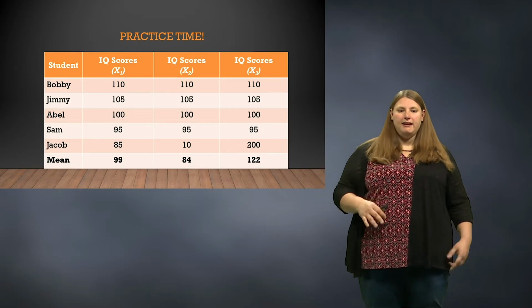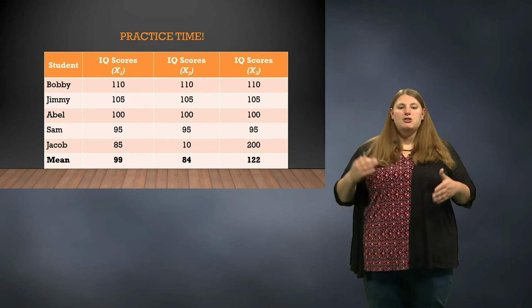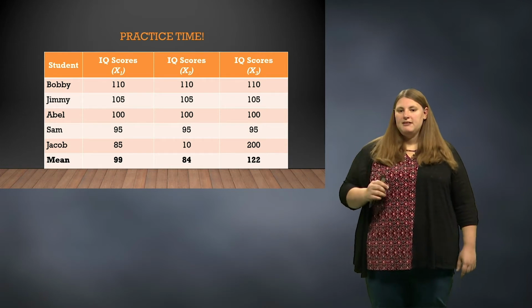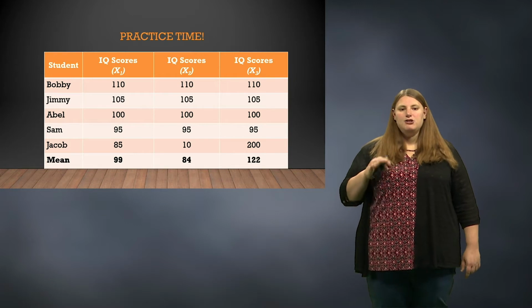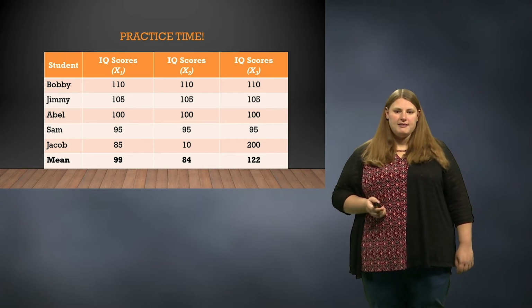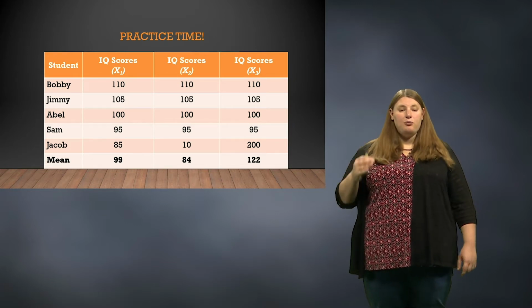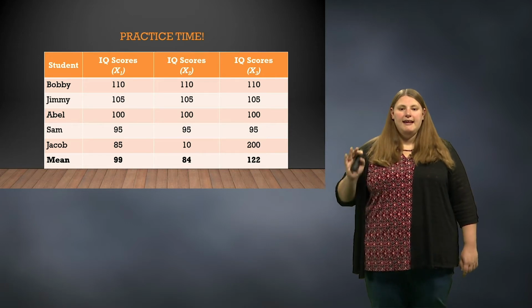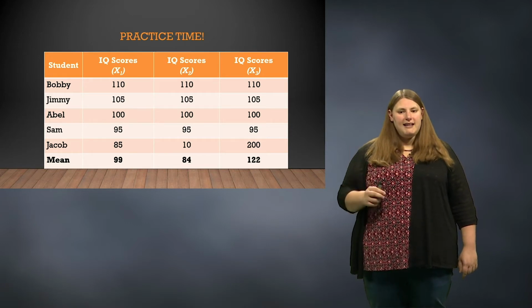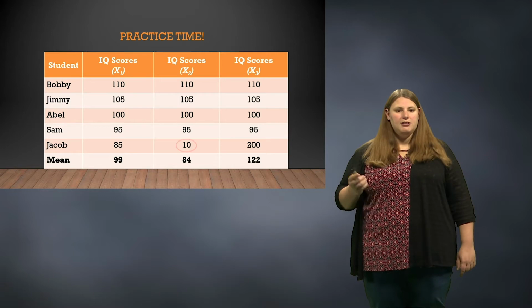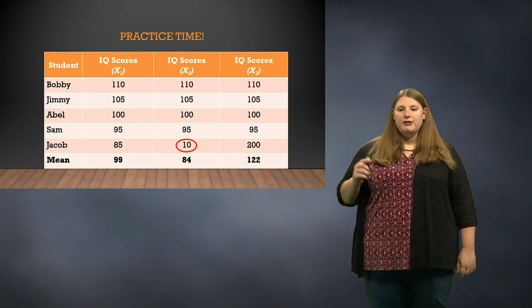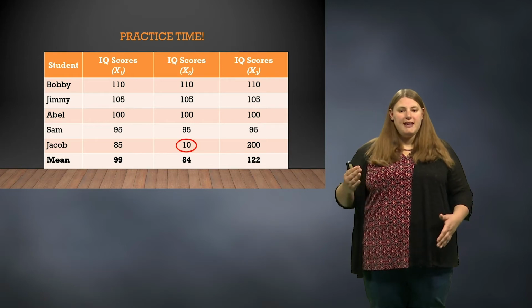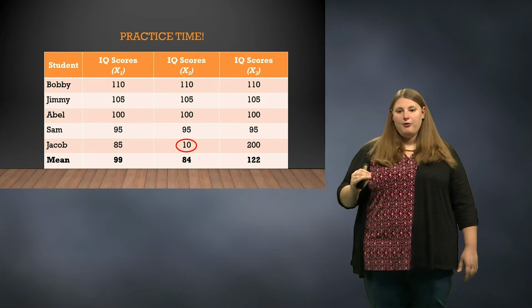Now here's the issue with the mean. The mean is calculated using everyone's score. So all it takes is one person to mess up the average for the whole group. To illustrate that, let's look at 2 other variations of Mary's class. The first column is the original scores that we just calculated. The second and third column are the same except for one score, Jacob's score. In column 2, Jacob's score is lowered to 10. This lowers the average from 99 to 84.